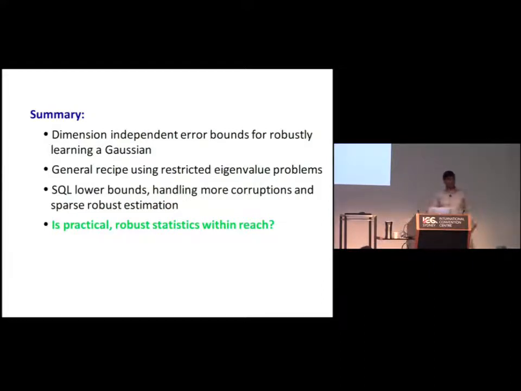And moreover, we gave a general recipe for how to go about designing high-dimensional, robust, and computationally efficient estimators using restricted eigenvalue problems as a way to detect when your naive estimator has been compromised. I also told you about some of the more recent work that's a follow-on to this line. Things like SQL lower bounds for getting down to O(epsilon) error. Things like handling more errors, even more than 50% errors. And also sparse robust estimation and how sparsity interacts with robustness in high-dimensional settings.